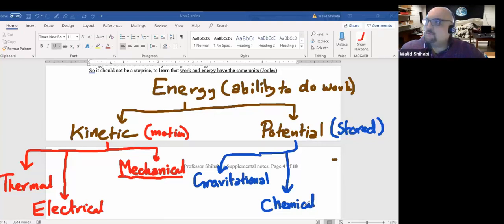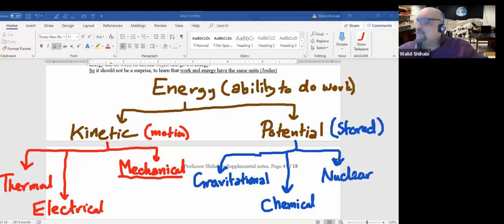That's why when you release this energy, when you burn coal or oil, it will release this energy and it will be able to do work. Then the third type of potential energy is nuclear potential energy. And that's energy stored in the nucleus of fissionable and fusionable materials, such as uranium. Uranium is fissionable material, hydrogen is fusionable.